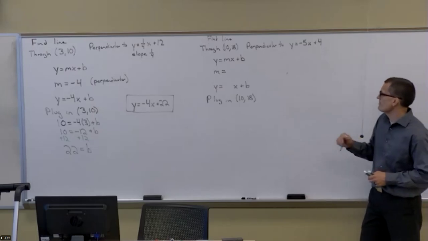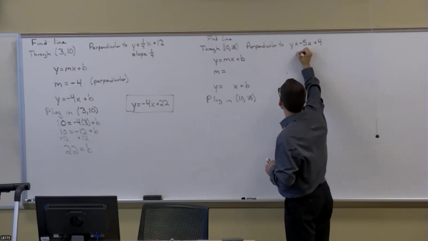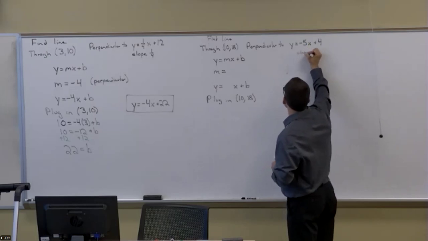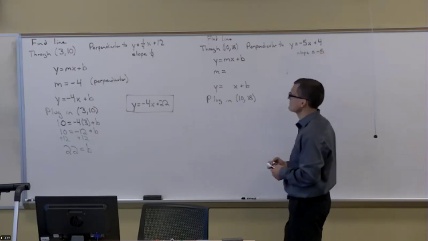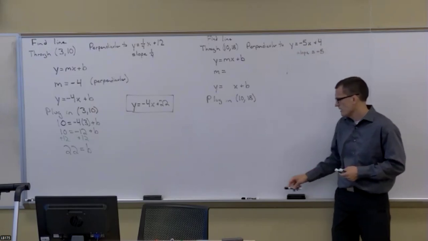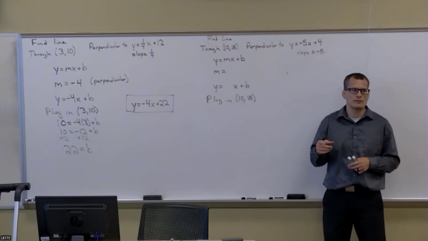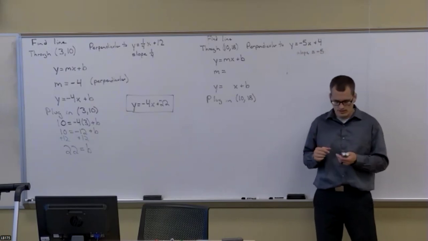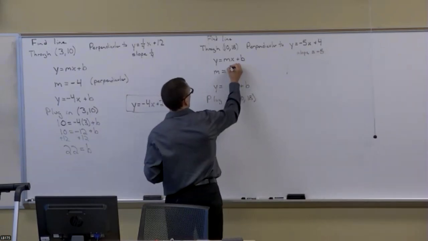Let's do a similar thing on the second perpendicular problem. The slope of the given line is -5. The negative reciprocal of -5, well, the reciprocal would be -1/5, and the negative reciprocal would be +1/5. So I get +1/5 as the slope.